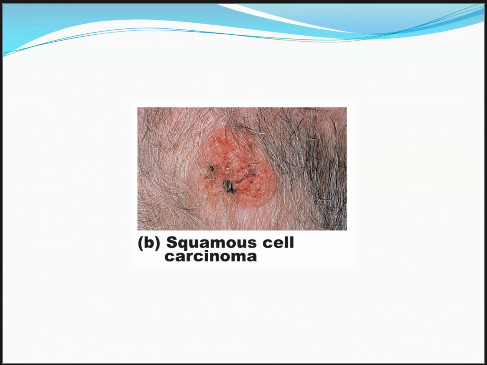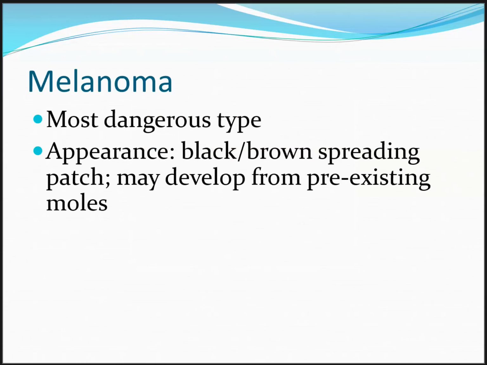But by far the most dangerous type of carcinoma is melanoma. In this, the spot on the skin looks like a mole, which begins like a mole, but then it begins spreading, and it spreads in an uneven shape. So if you see a mole that looks unevenly spread and it continues to grow, you might want to get it checked out. And the melanoma actually can develop from pre-existing moles.